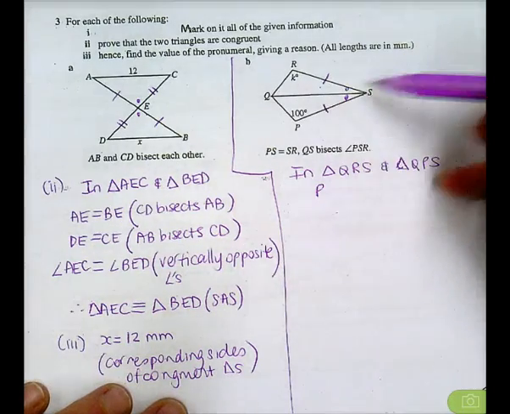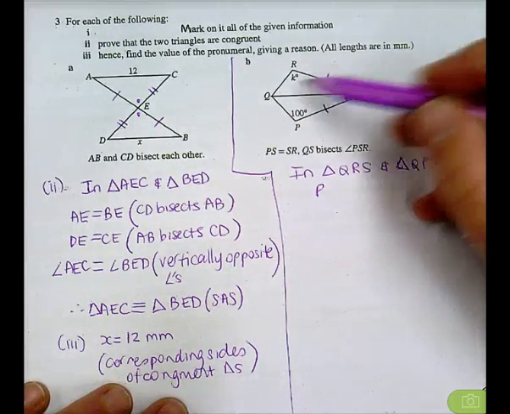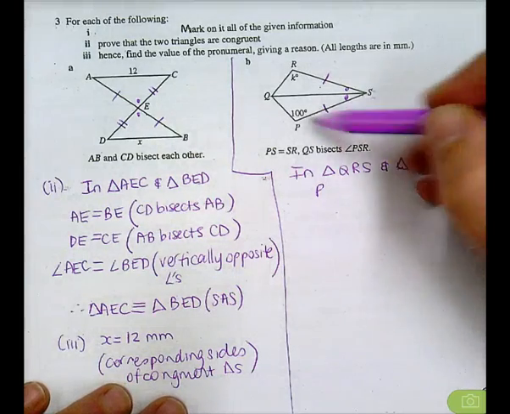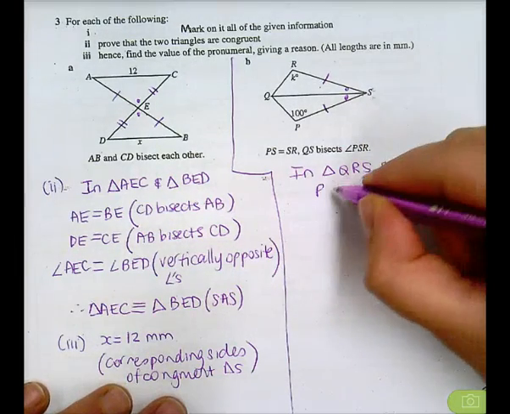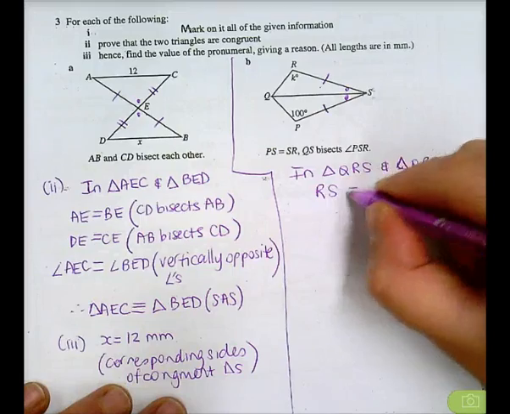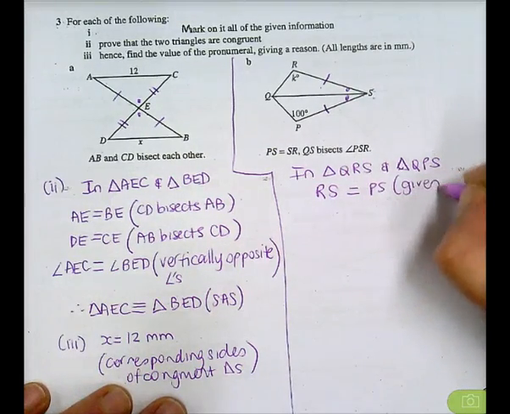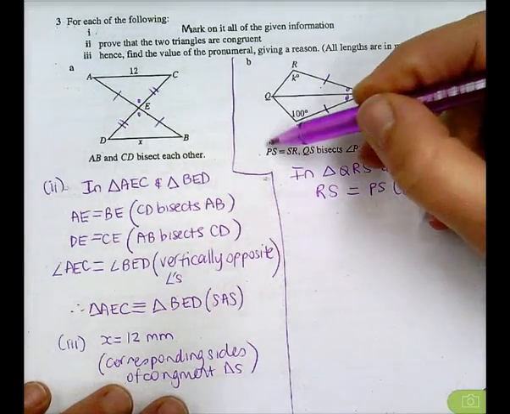I've gone QRS and QPS. So RS is from the first triangle and PS is from the second triangle. So we know that RS is equal to PS, and that was actually given. It's actually given here. RS equals PS.